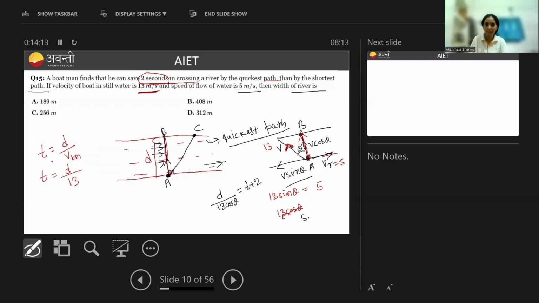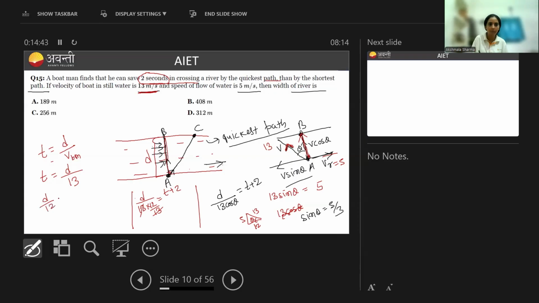So sine theta, what is its value? Sine theta is 5 by 13. If sine theta is 5 by 13, can you calculate cos theta? Yes, very easily. So this is 5, this is 13, so this will become 12. So cos theta is 12 by 13. So if you solve here, d by 13 into 12 by 13, this is equal to t plus 2. So this will become d by 12. So d by 12 is equal to t plus 2.